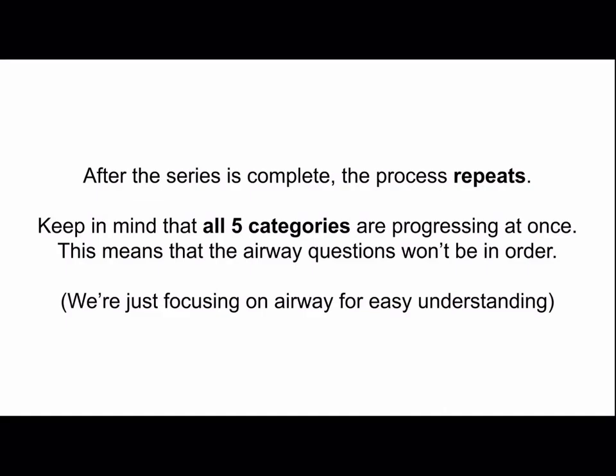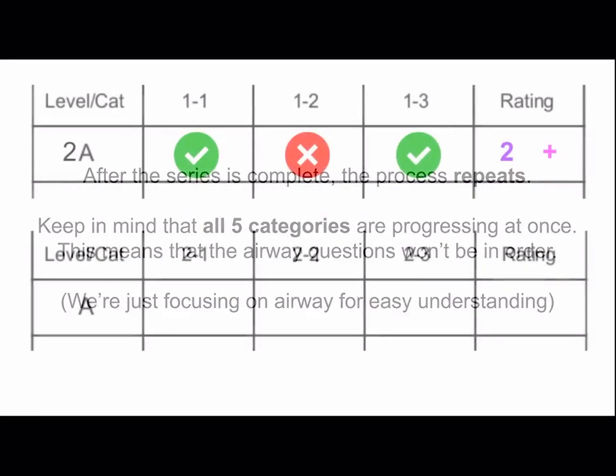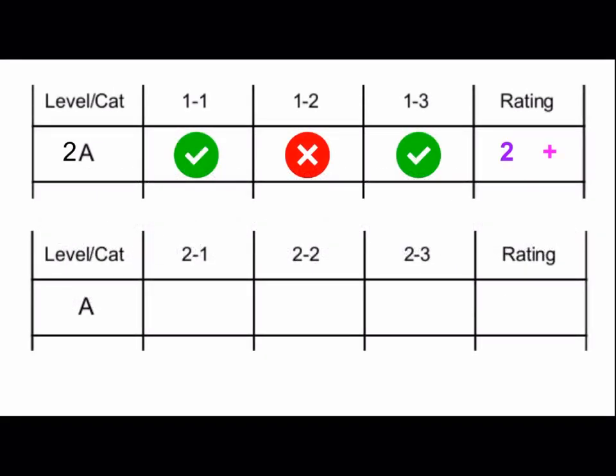And again, we're not just looking at airway. We're looking at that for easy understanding, and that's not the only category progressing. There's actually all 5 going at once. So instead of getting 3 airway questions in a row, you're actually going to get a scattering of all sorts of questions that feel very random, and they're going to bounce all over the place. But on the back end, the test software is keeping track of 3 airway questions lumped together in this particular example that we're giving here.